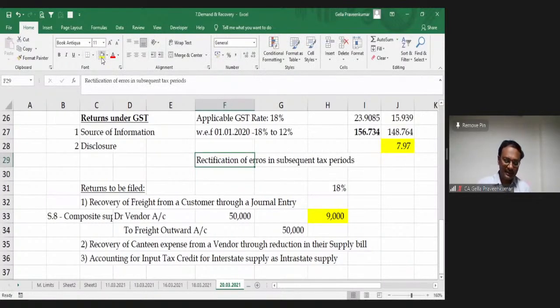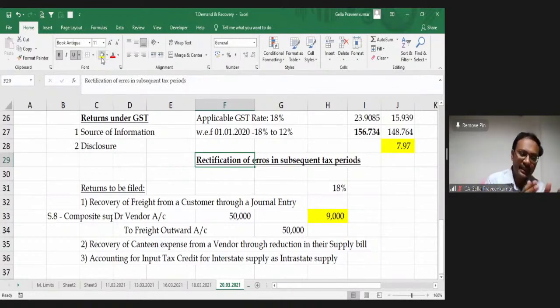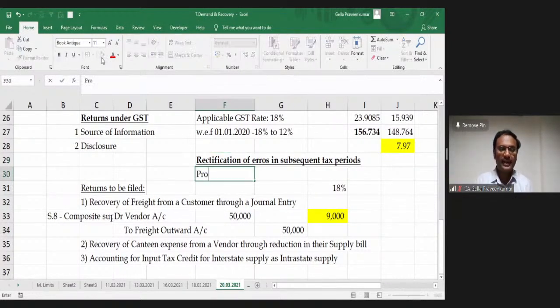Now, this is one element I bring to your knowledge as professional students. Whenever you do audit, if I notice that there was a mistake in a particular month, the law says that particular error I can very well rectify. I can very well take care of it in a subsequent month's return, provided interest payable thereupon is duly paid.